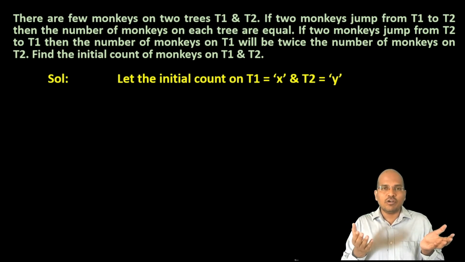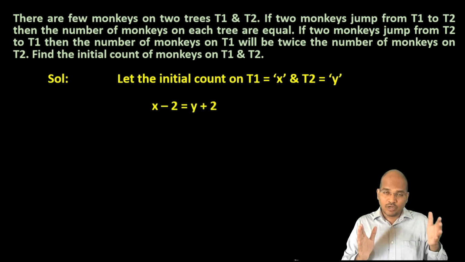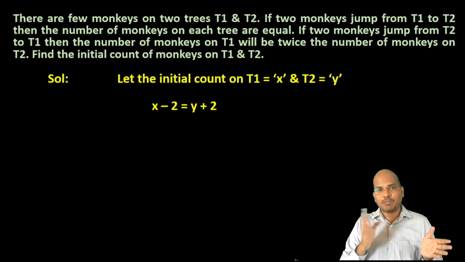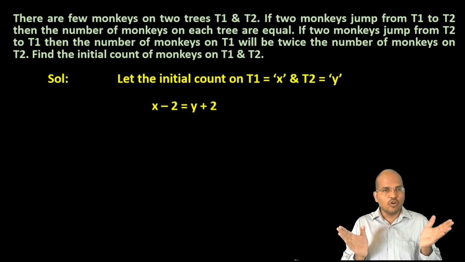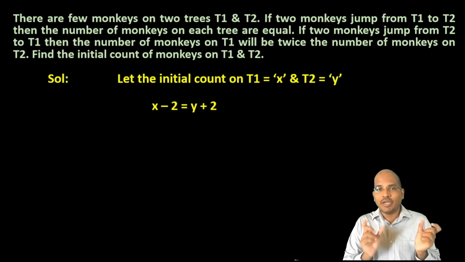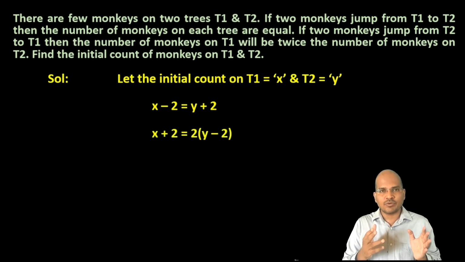He said that the count on T1 and T2 are equal. So you get x minus 2 is the same as y plus 2. So I am reducing two monkeys on T1 and I am adding two monkeys on T2. Now line 2 says if two monkeys jump from T2 to T1, it means that y minus 2 and x plus 2, isn't it? Two monkeys moved from T2, so it is y minus 2, and these two joined T1, so it is y minus 2 and x plus 2. Now he says the count of monkeys on T1 is twice the count of monkeys on T2. So it says that x plus 2 is 2 times the count of y minus 2, isn't it?